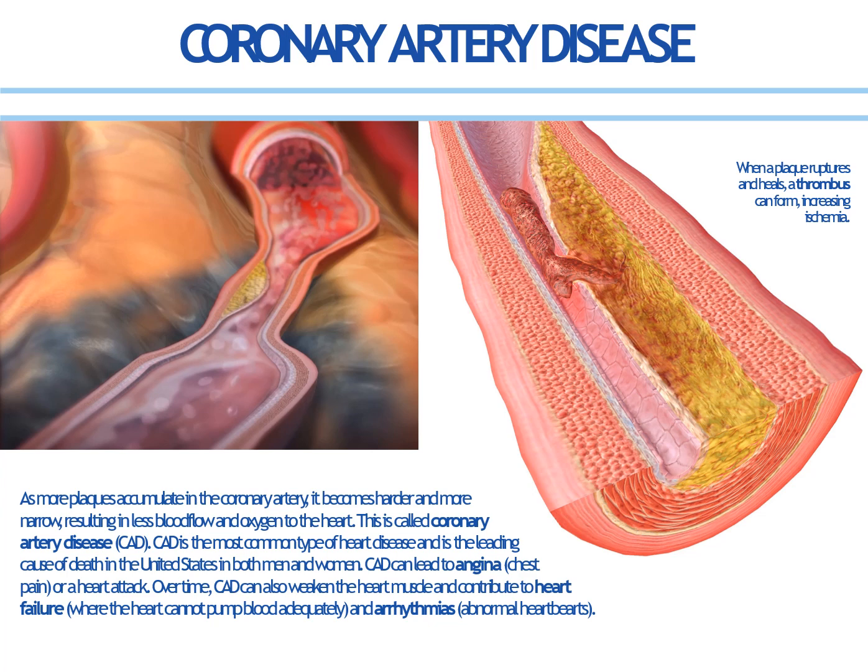The next common pathology that we're going to consider is coronary artery disease. This is when plaque ruptures and heals and a thrombus can form, which increases ischemia. As more plaque accumulates in the coronary artery, it becomes harder and more narrow, resulting in less blood flow and oxygen to the heart. This is called coronary artery disease, or CAD.